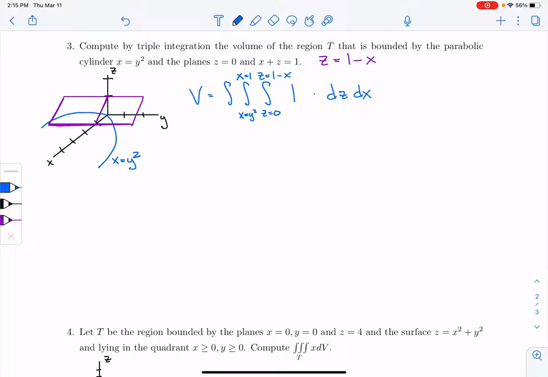And then finally, I would like to integrate over the relevant y's. So if we're going to let x run from y squared out to 1, then y squared can be as much as 1. Y therefore goes between minus 1 and 1.